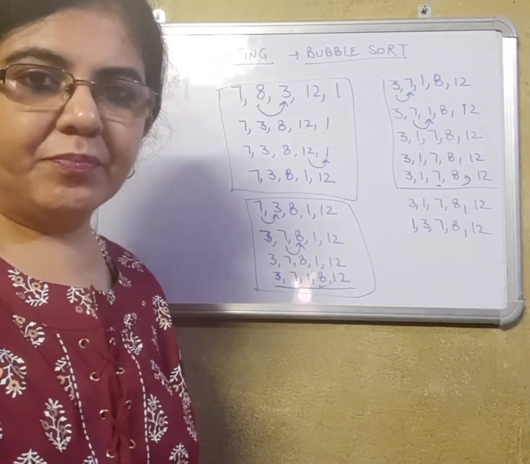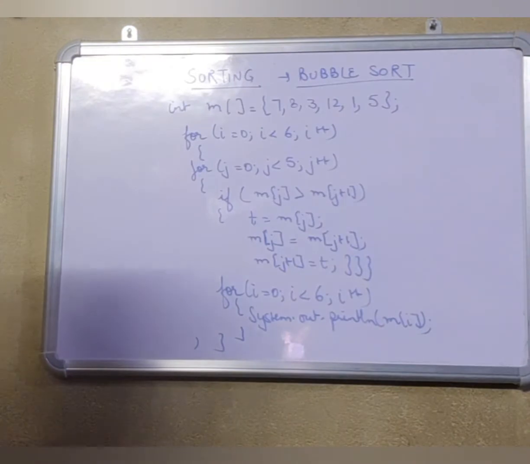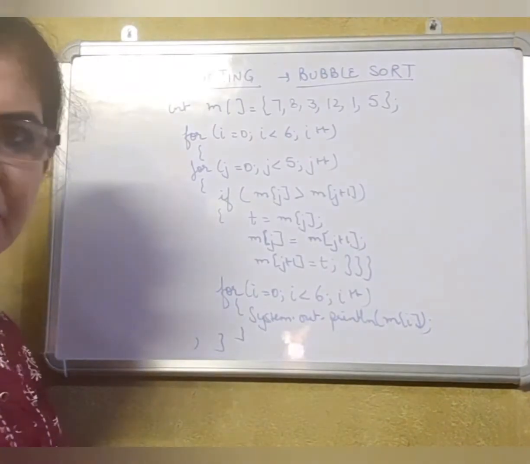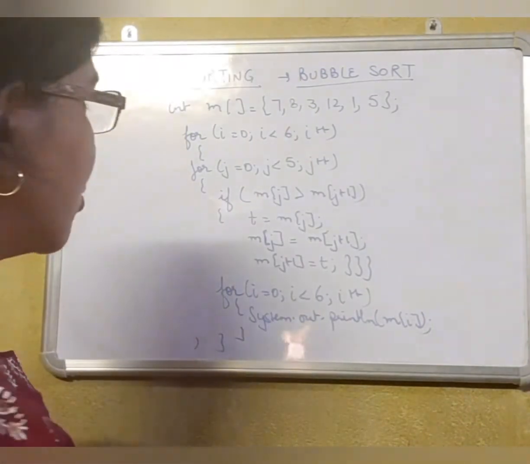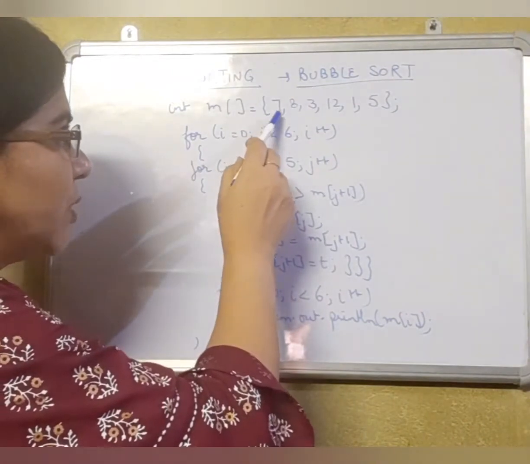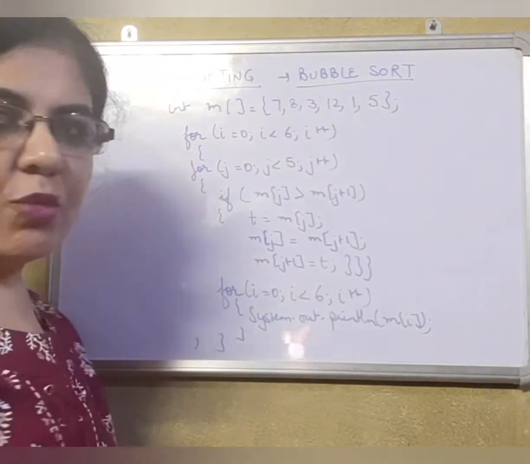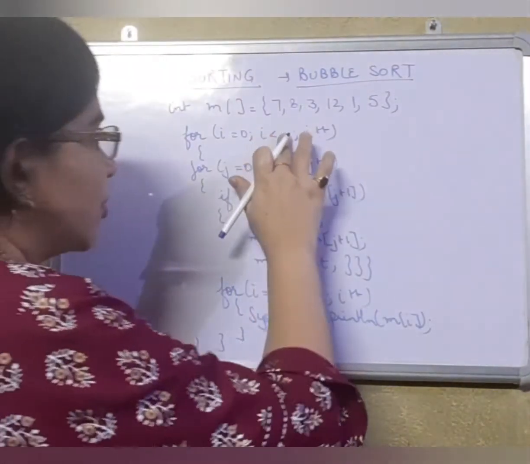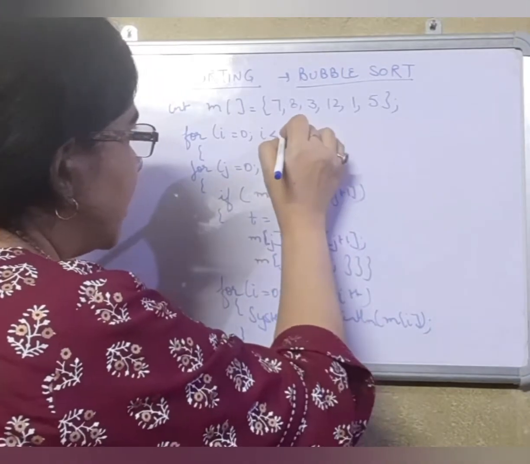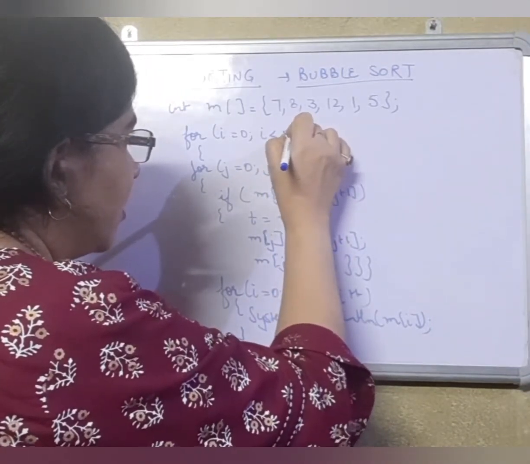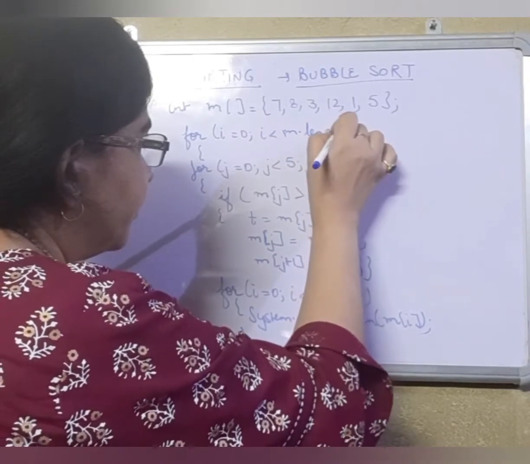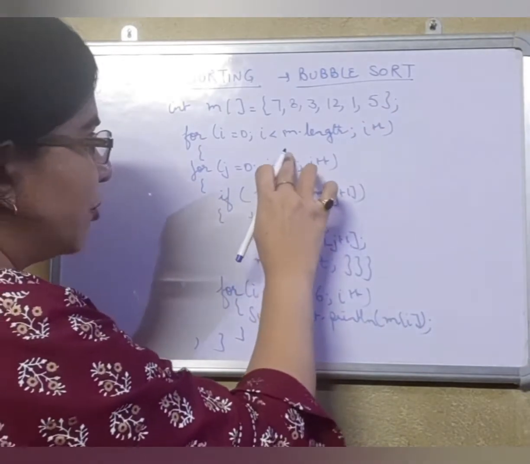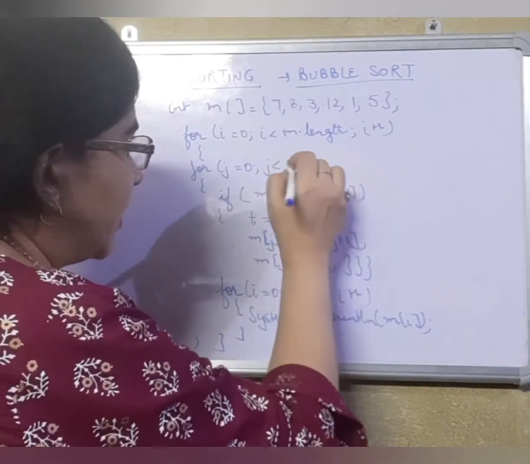Let's see this program. Here we have an array which is jumbled, and we have to arrange it in ascending order using bubble sort. So there are how many elements? 1, 2, 3, 4, 5, 6. If you are unable to count 6 or 7, you can write, as I told you in my previous videos also, m dot length. And here it will be m dot length minus 1, because it should be 1 less.